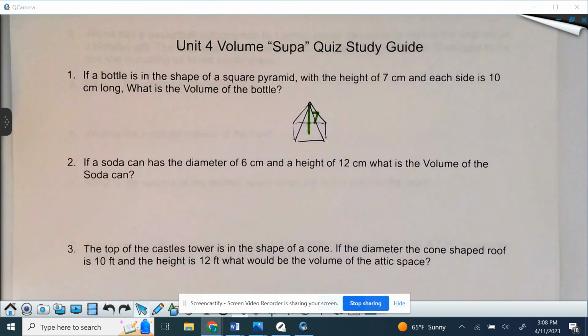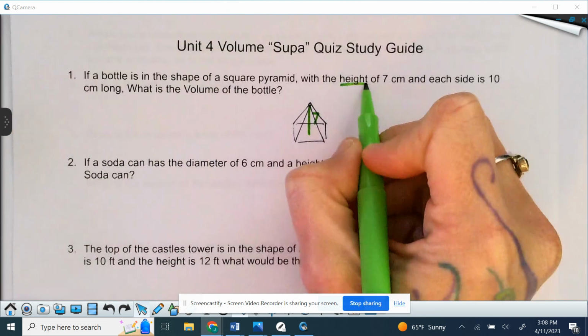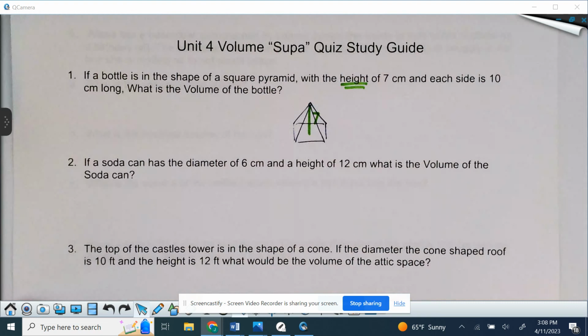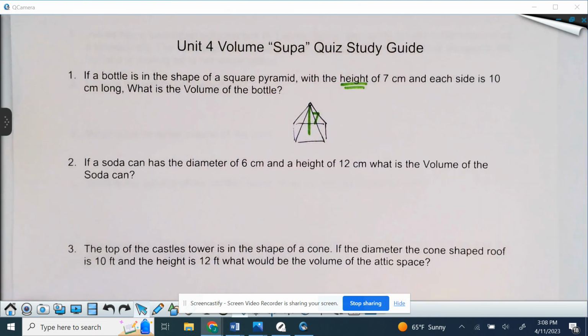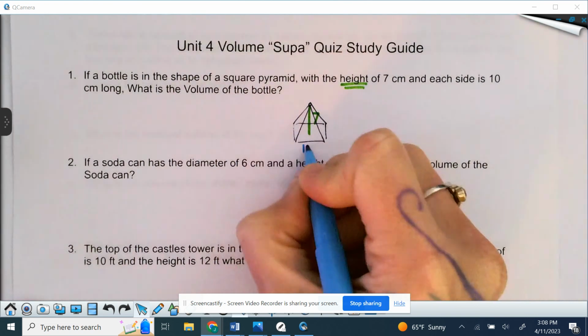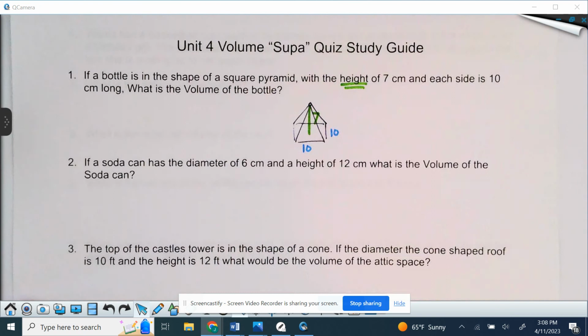When you're standing in an attic and they ask, how high is the attic, you don't stand at a diagonal. You stand straight up and down, at the highest point in the attic. So to remember, height has to be vertical, straight up and down, not along the outsides at an angle. It also says each side is 10 centimeters long, so 10 by 10. What is the volume of the bottle?